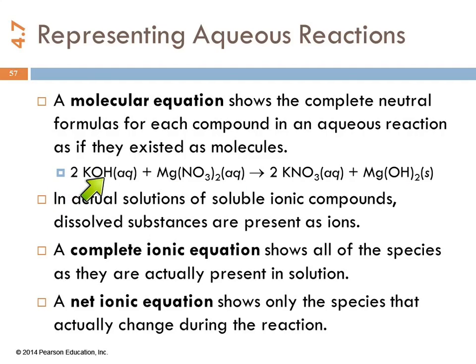But if the KOH is dissolved in water, is it actually potassium ions and hydroxide ions right next to each other? No, they separated and they went off and dissociated, right? So we also have what's called a complete ionic equation that shows all of these species as they're actually present. And so anything like this that's aqueous, we would split these guys up and show that they are separated from each other. And then a net ionic equation only shows the species that actually change during the reaction.